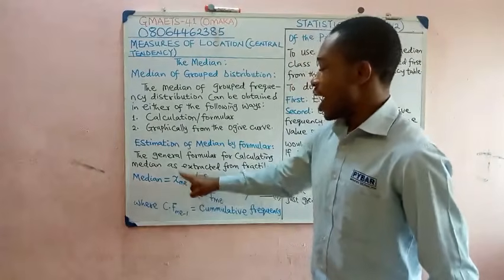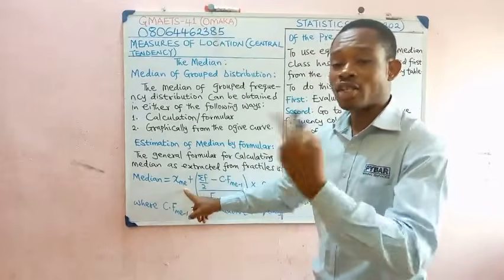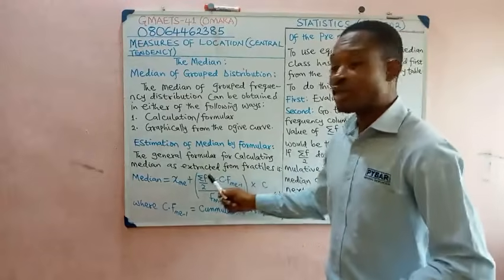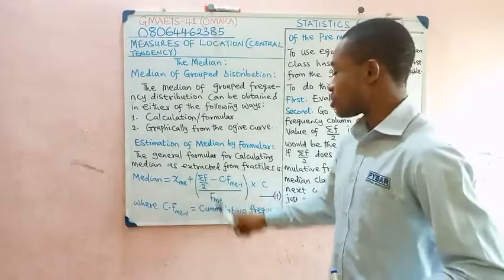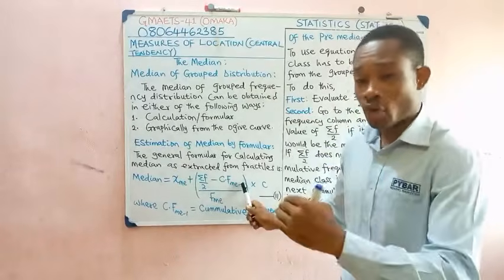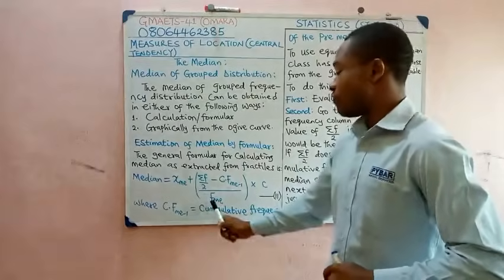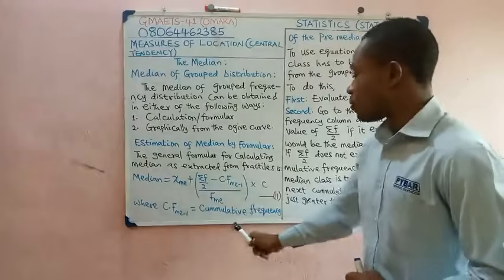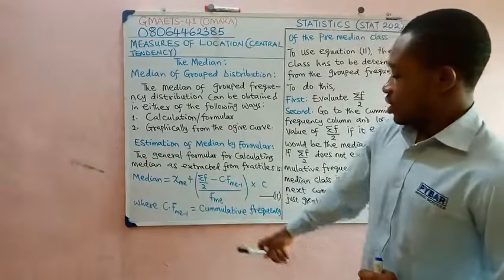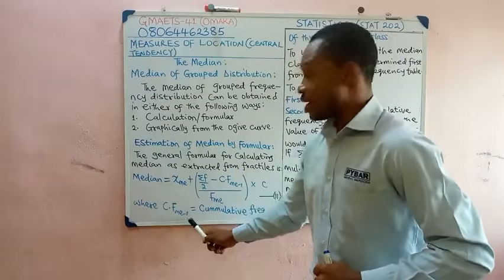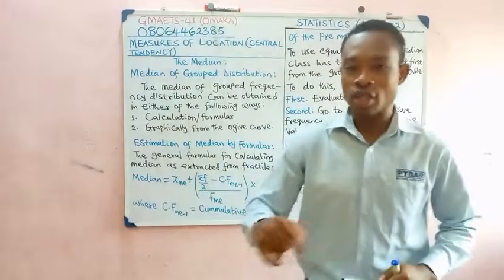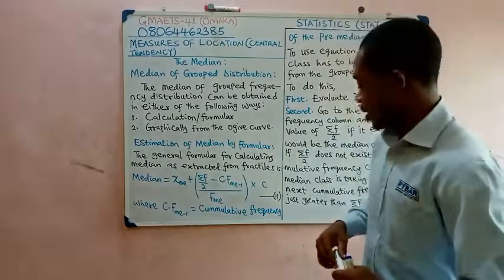To get the median is equal to x subscript me, which is the lower class boundary of the median class, plus open bracket summation of all frequencies divided by what? 2, minus cumulative frequency of the pre-median class, that is the class before the median class, divided by the frequency of the median class. Close your bracket and multiply by the class width, C. Our C.F subscript ME minus 1, because I stated already, it means the cumulative frequency of the class before the median class, known as the pre-median class.